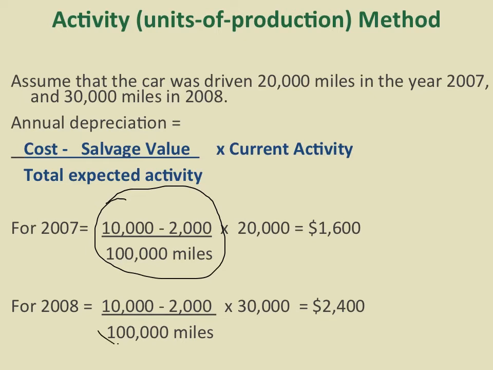2008, similarly, we get this depreciation expense per mile that is exactly the same across different years. But in 2008, this car was driven 30,000 miles, so you times 30,000 miles, and that equals $2,400 in this year of this depreciation expense.